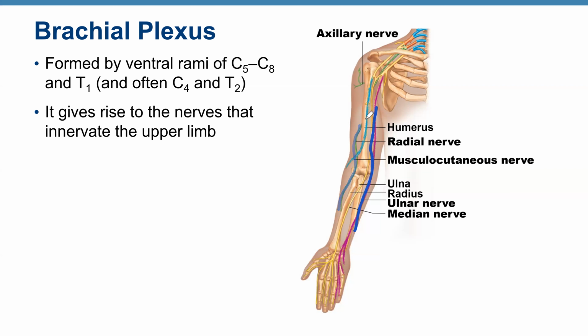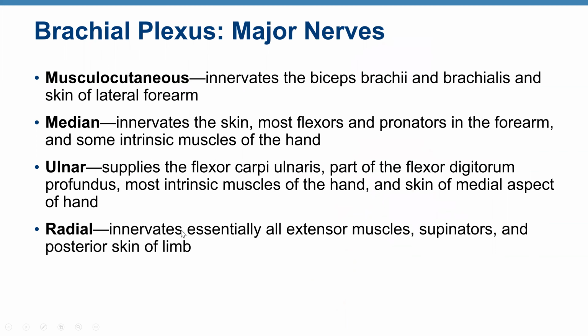That's the ulna, and between them you have the median nerve. So those are major peripheral nerves that innervate muscles and skin of your upper limb. The musculocutaneous nerve innervates biceps brachii, brachialis, and skin of the lateral forearm.